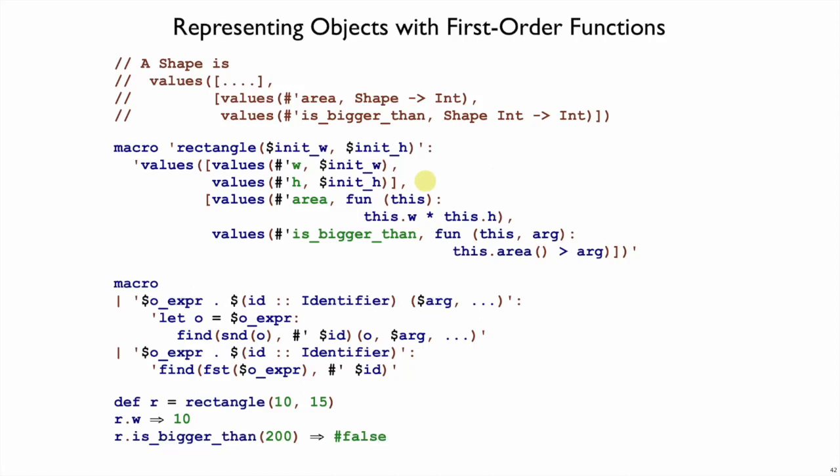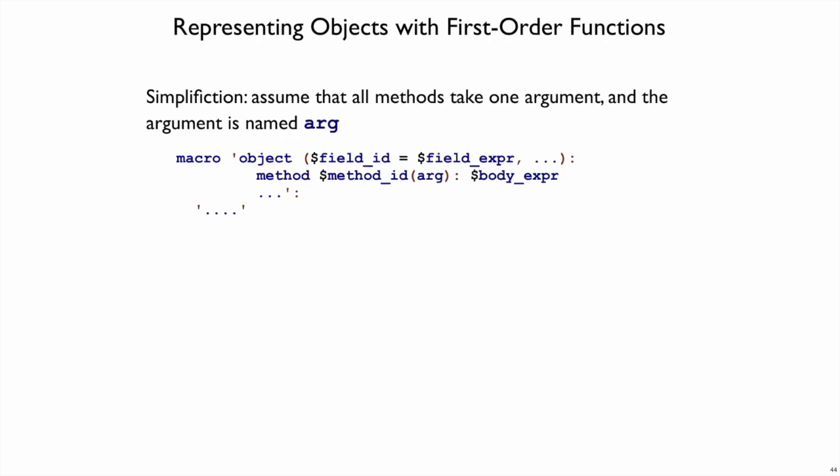In this style of making objects, there's a lot of encoding work here, using a macro pattern and creating a tuple of two lists of tuples, and so on. To work towards a nicer syntax, that is, a nicer macro for defining constructors like rectangle, we'll make a simplification.